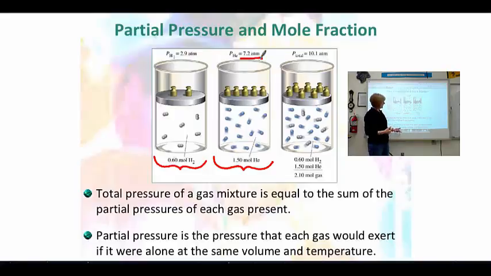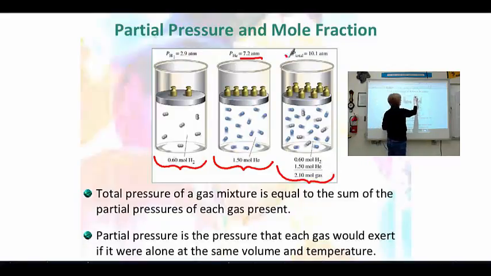If I put both the hydrogen and the helium in the same container, you can see we have many more gas particles, and the pressure increases. The total pressure is equal to the sum of the pressures of the two gases that are present.